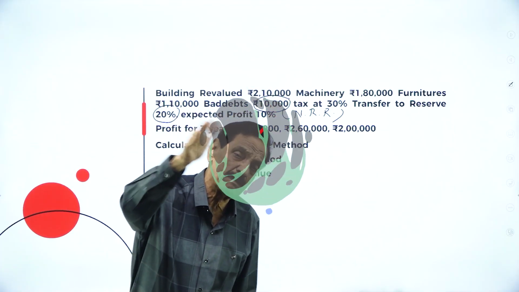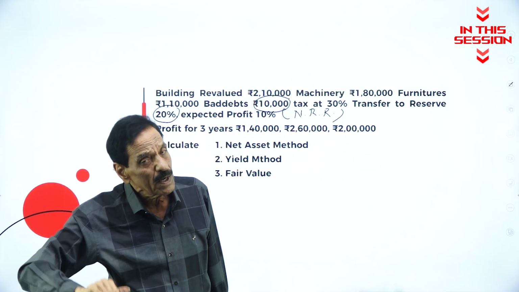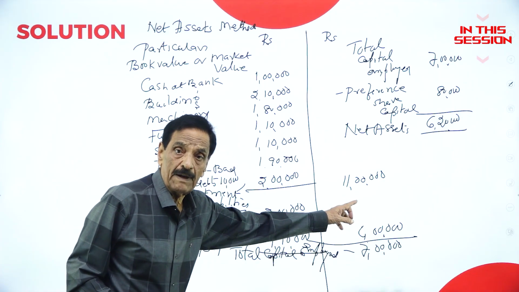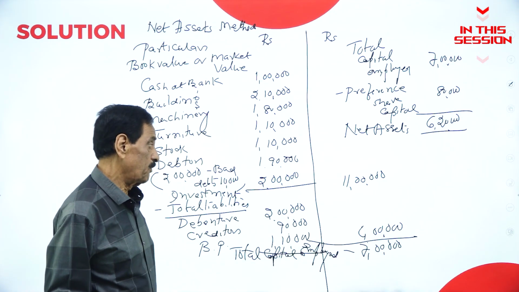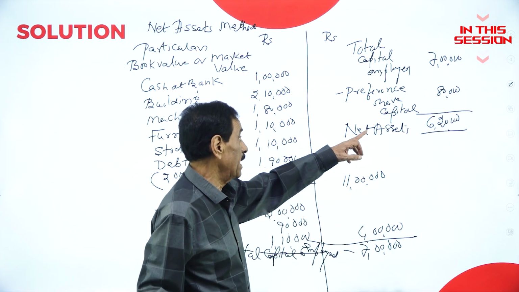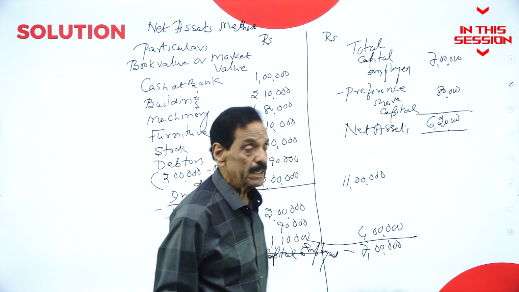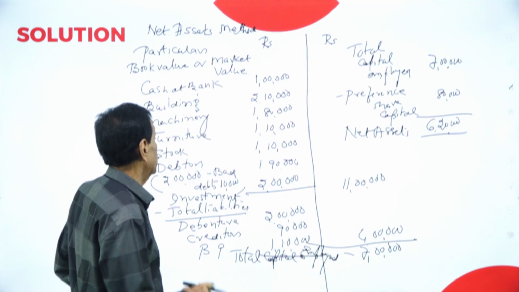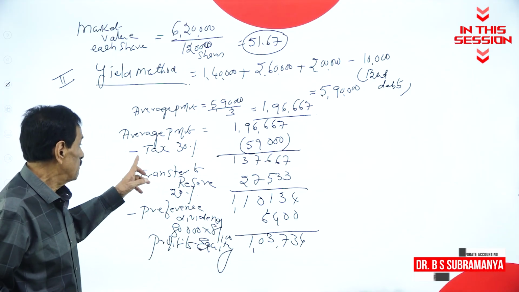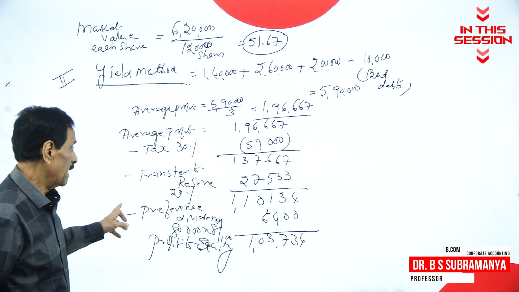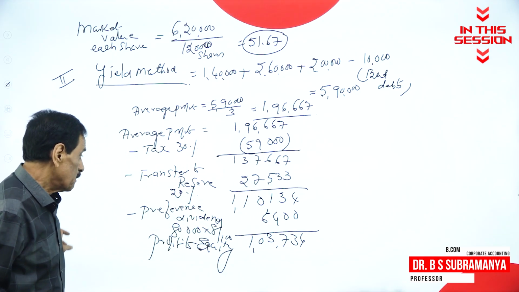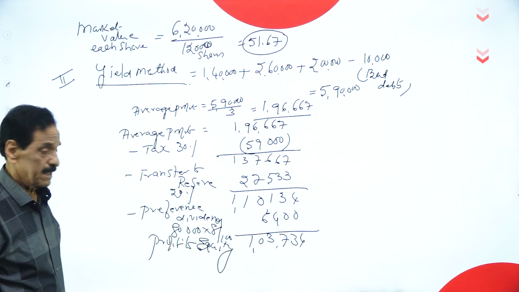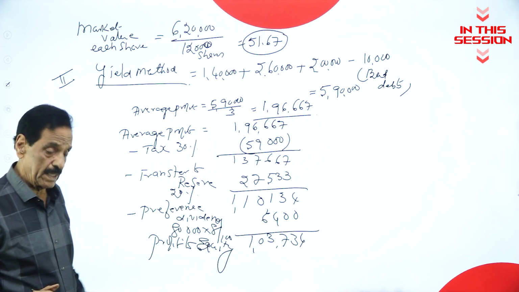Whatever the value given in the balance sheet is called book value. Whatever the value given in the adjustment is called market value. Total asset value 11 lakh, liability 4 lakh, difference of 7 lakh. Out of that, preference share 80,000 gone, it is 6 lakh 20,000. That's the net asset. Average profit minus tax minus transfer to reserve minus preference dividend, whatever the amount available, that is the profit to equity shareholder.